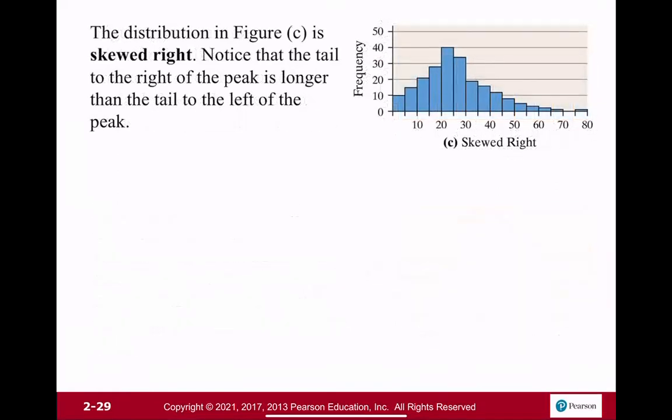The distribution in figure C is skewed right. I know the majority of the data is on the left, but what we're going to see is there is more data to the right side of the middle. So I'm counting this as the highest point. There's more data to the right side than there is to the left. Notice the left is only representing that part. The right is representing all of this right here. So this one is much larger if you look at the one on the right side.